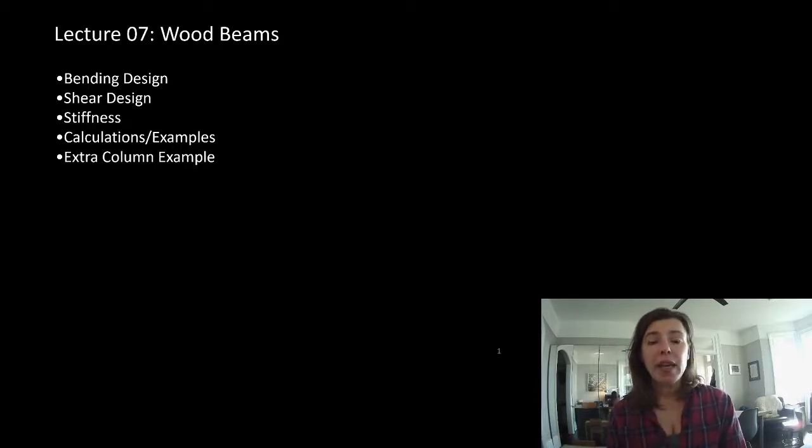So this week, we're going to address bending and shear design of wood elements, and stiffness. So this is where, like we did with the steel, tracking those allowable deflection limits is very important. The good thing is we've already talked about all the factors in wood. We've talked about wood already. So this isn't going to be a long lecture.